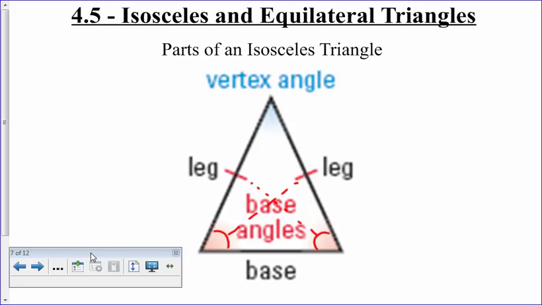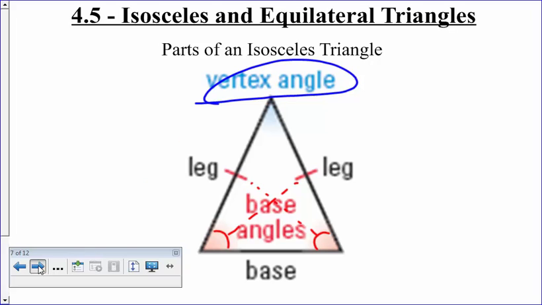This guy at the top is the vertex angle. That means this is not congruent to anything, so I'm going to take that arc out. It is the vertex of the triangle.